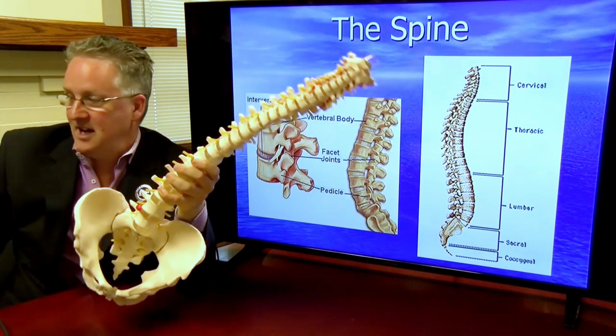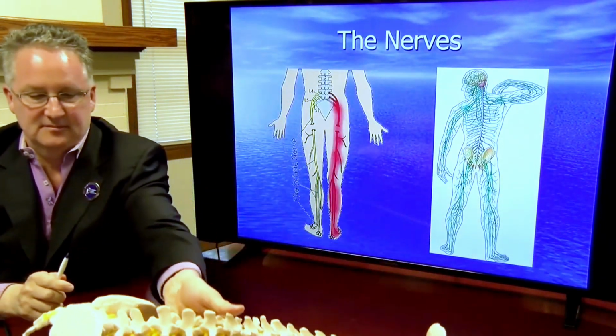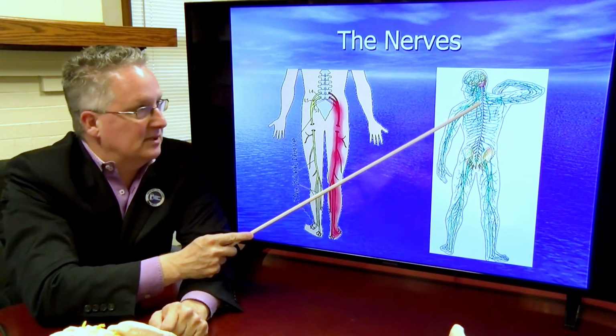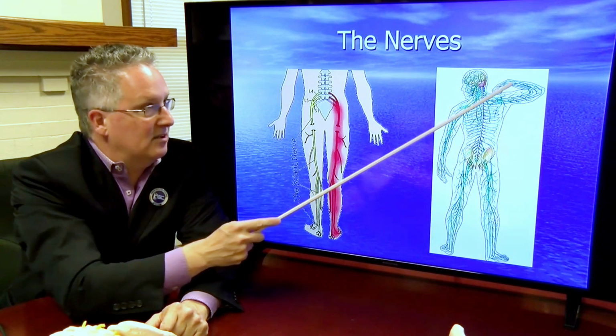The nerves in the neck go into the arms. So if you've ever had a pinched nerve in your neck, very often you'll have pain in the neck. Sometimes you'll have pain in the arm. Sometimes you'll have pain that goes down the hand.